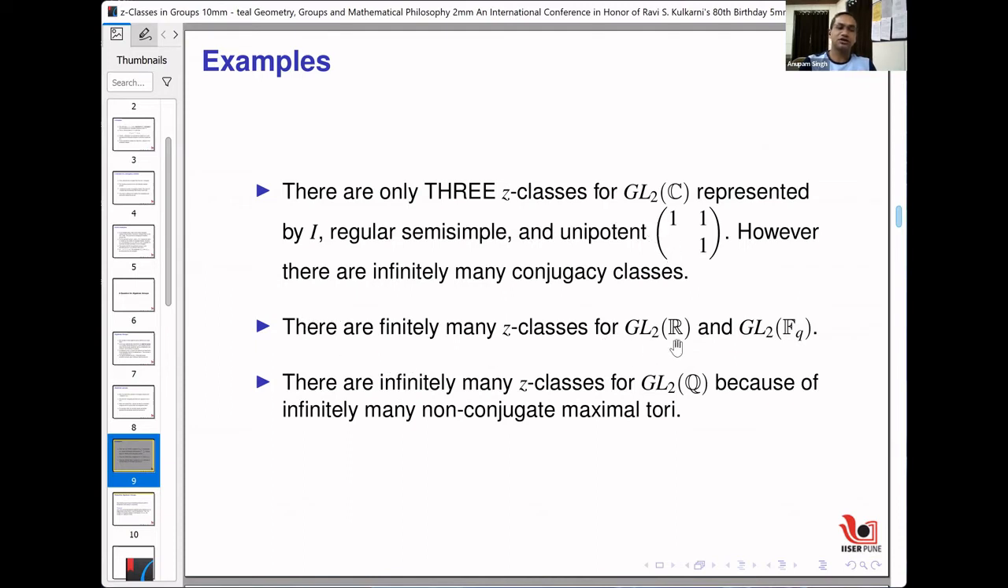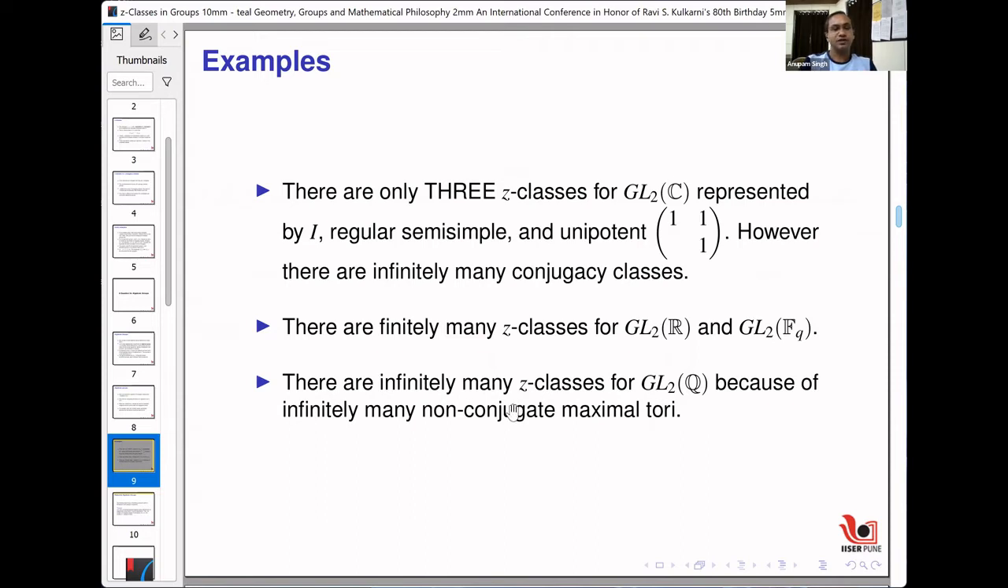What if I look at GL_2 over the reals or a finite field? Of course, over a finite field F_q, the group itself is finite, so there will be finitely many conjugacy classes as well as finitely many G classes. So the question is not so interesting there if I want to see finiteness. Over GL_2(R), again, you can see that there will be finitely many G classes. However, if I look at GL_2 over the rationals, there are infinitely many G classes. This is an interesting exercise for students. There are degree 2 field extensions which are non-isomorphic, and you can use that to show that they give rise to maximal tori, which can be captured by centralizers of regular semisimple elements.